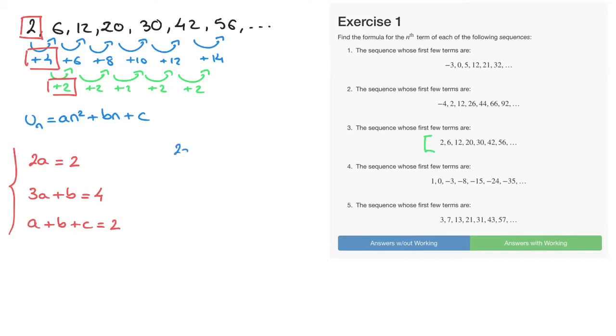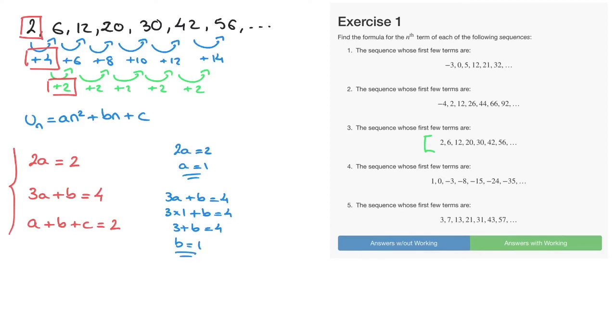So the first one, 2a equals 2, tells us that a must equal 1. The second one, we have 3a plus b equals 4. And since a equals 1, that turns into 3 times 1 plus b equals 4. So that's 3 plus b equals 4, and we find b equals 1.